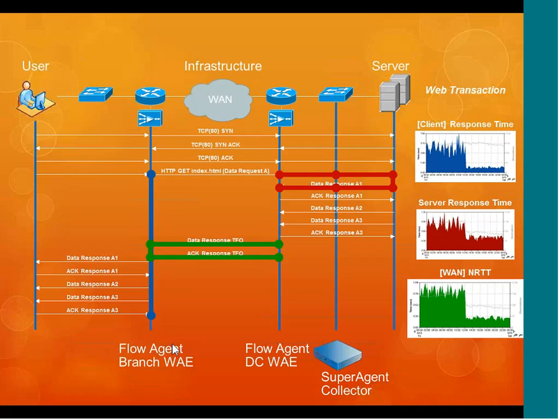At the data center, you have to set up your collector as a multi-NIC collector, which is easy to do with CA. One of your NICs needs to capture from the data center side where your servers are, where you can see these data response A1, ACK response A1, data response A2, A3, and so forth. You also set the other NIC to capture the tunnel traffic, if you will, between the Riverbeds, this green traffic that I've highlighted here.